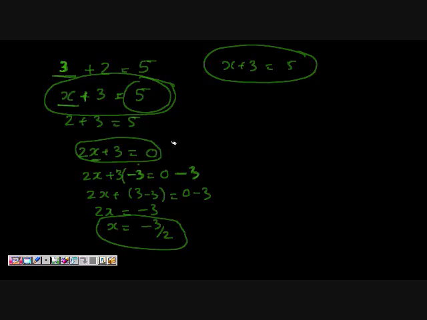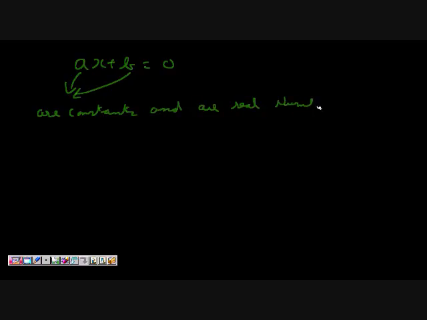Now in general, a linear equation is always written as ax plus b is equal to 0, where a and b are constants and are real numbers. And x is called the variable, such that it satisfies the equation. The value of x is such that the equation should hold true. So for ax plus b equal to 0, whatever the values of a and b, the value of x will make sure that the equation holds true. Let's take another example.